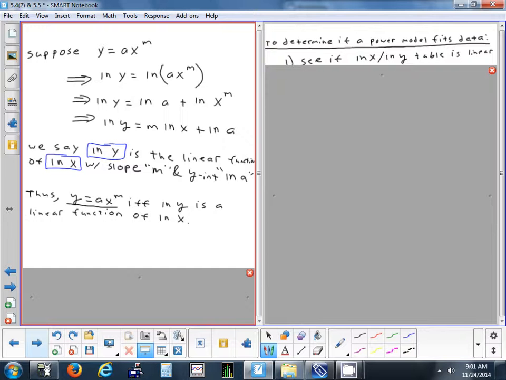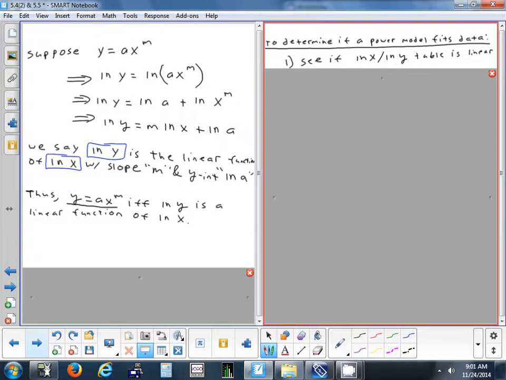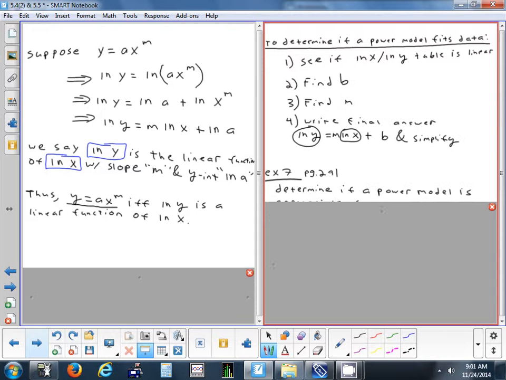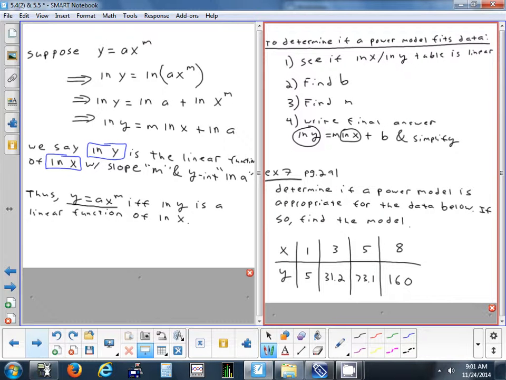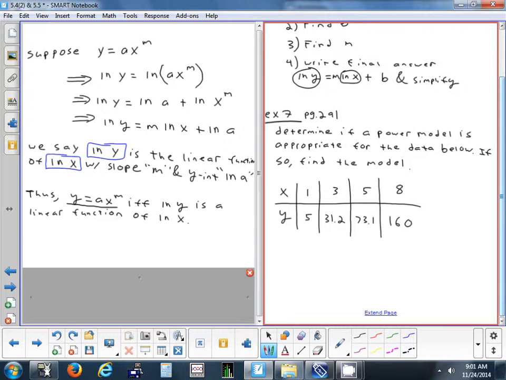Right, so to determine if a power model is going to fit that data, first thing you want to do is check, you're going to make a table, right? And you're going to check in that table if it's linear. Okay, what's the table that you're going to make? Well, they're going to give you a table that looks something like that. Table for, there's some x values and some y values. Well, that's good. That's the data that I want to try to model. But to see if a power model fits it, I'm going to make a new table. I'm going to make a table where I take the natural log of every single number there.